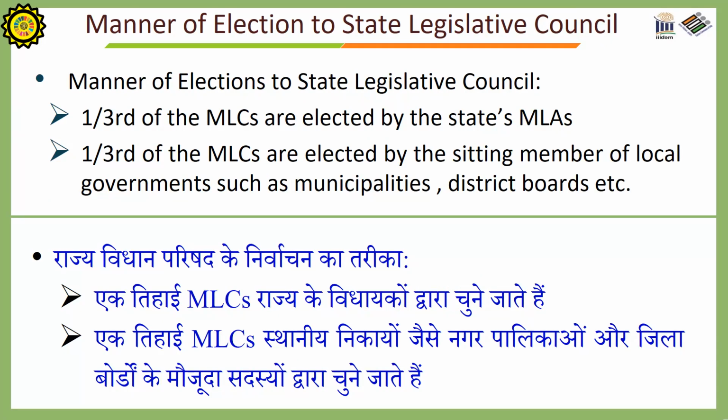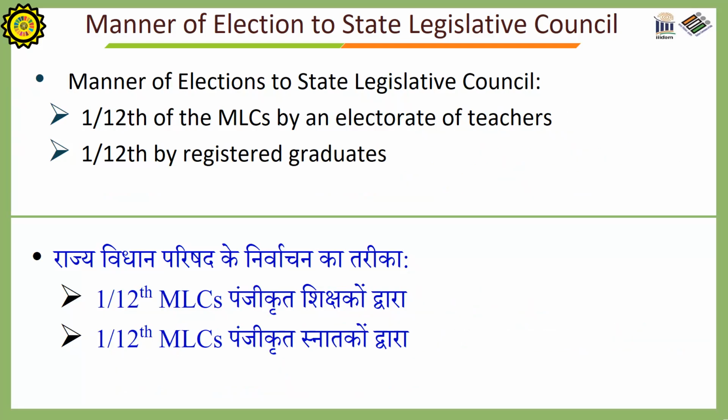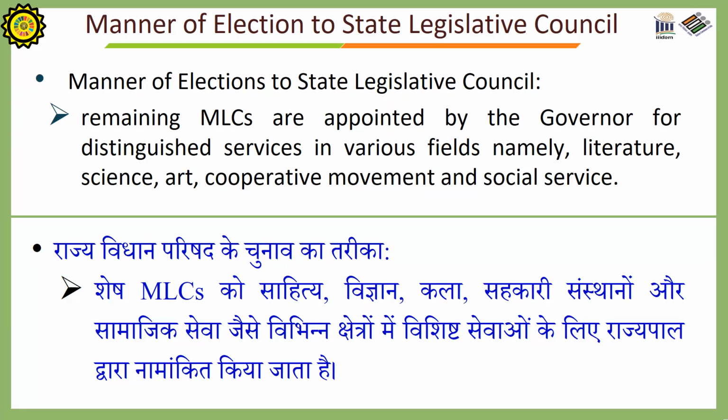Manner of elections to State Legislative Council. 1/3 of the MLCs are elected by the state's MLAs. 1/3 of the MLCs are elected by the sitting members of local governments such as municipalities, district boards, etc. 1/12 of the MLCs are elected by an electorate of teachers and 1/12 by registered graduates. Remaining MLCs are appointed by the governor for distinguished services in various fields, namely literature, science, art, cooperative movement, and social service.